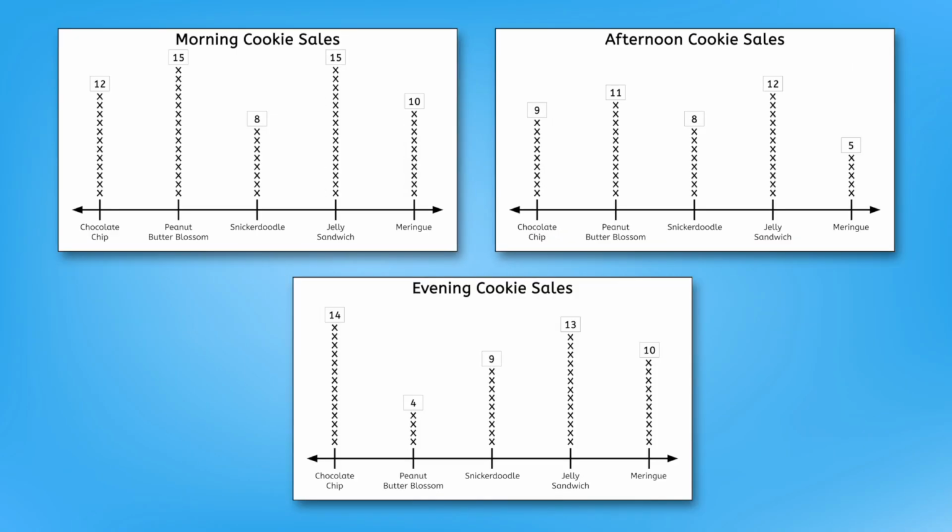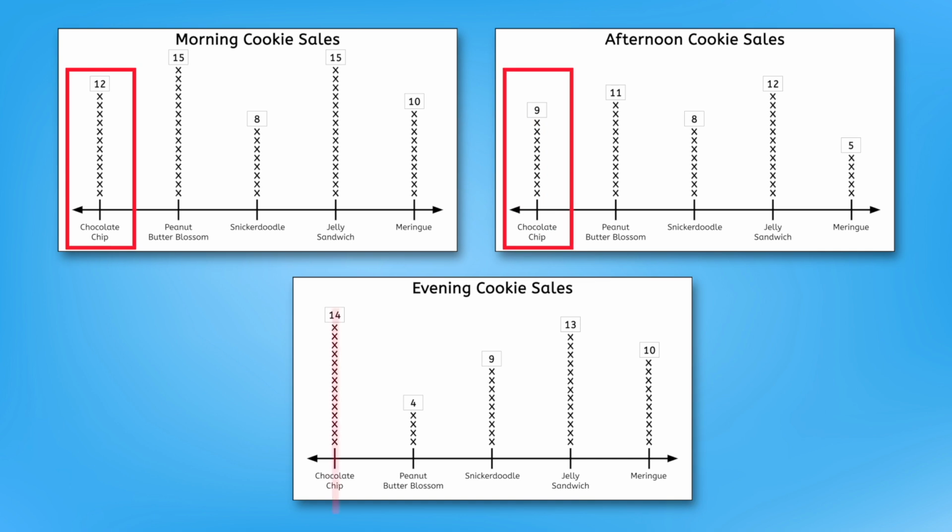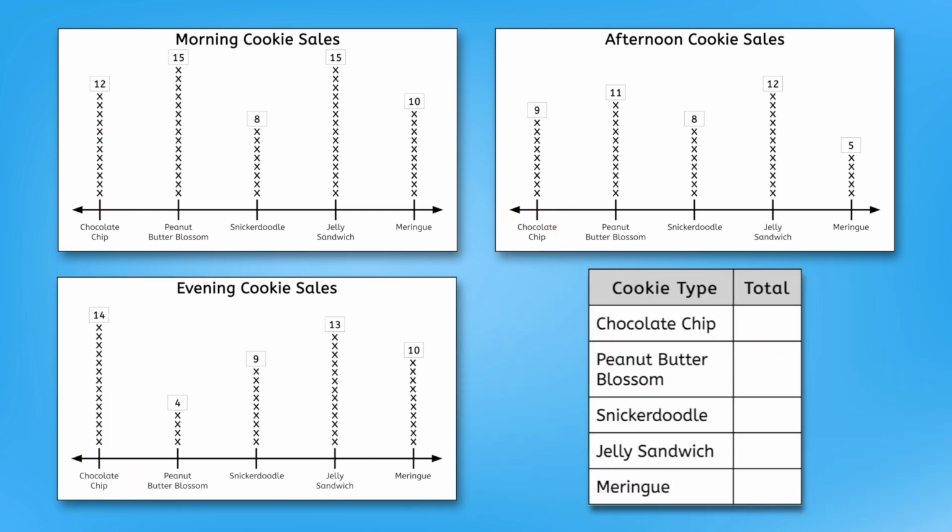Here are the line plots with our morning, afternoon, and evening cookie data. Let's see. We sold 12 chocolate chip cookies in the morning, 9 in the afternoon, and 14 in the evening. It's kind of hard to keep track of all this data across 3 different line plots. What can we do to get all the data in one place?